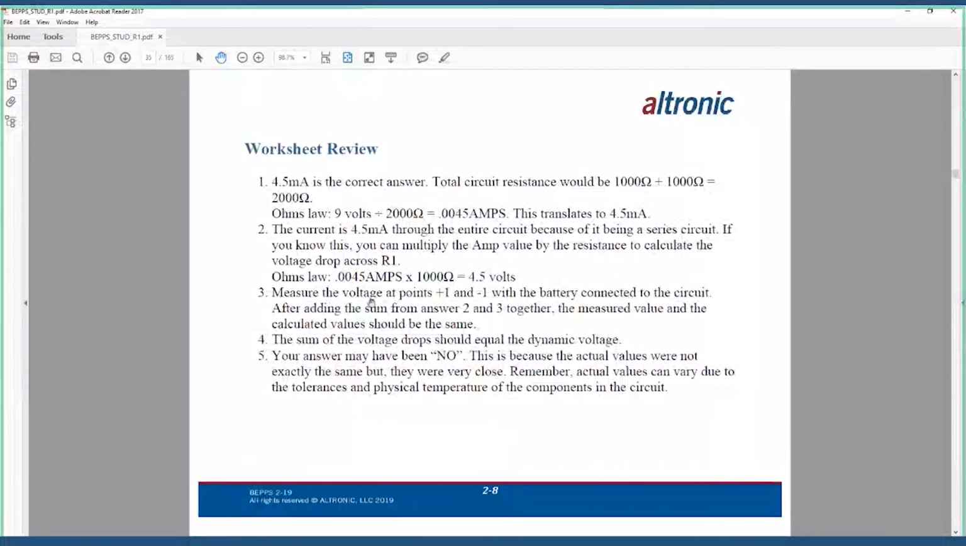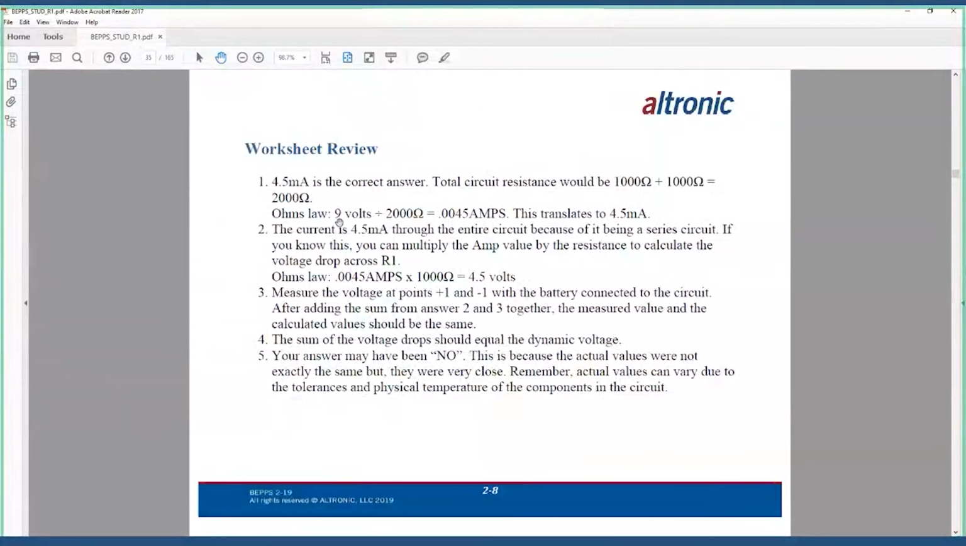You measure the current, measure the voltage at points 1 positive and 1 negative with the battery connected to the circuit. After adding the sum of the answers 2 and 3 together, the measured value and the calculated value should be the same. So again, 4.5 plus 4.5 equals 9 volts.